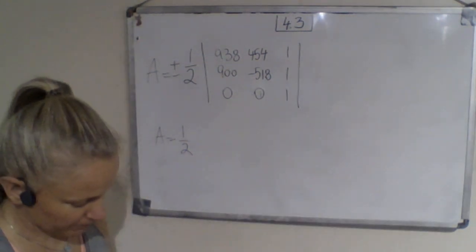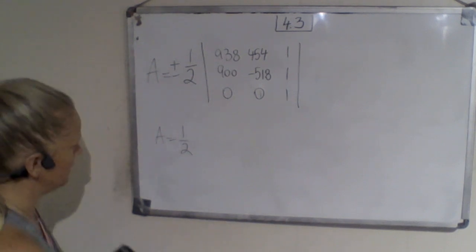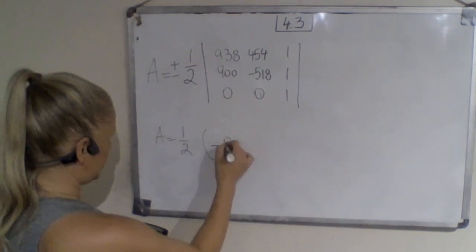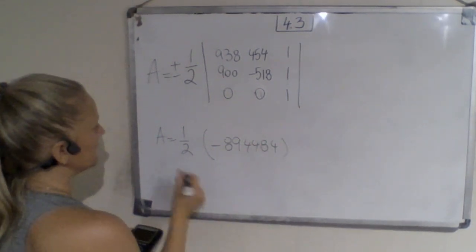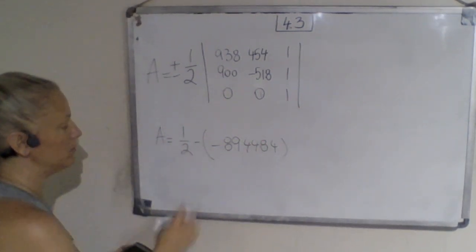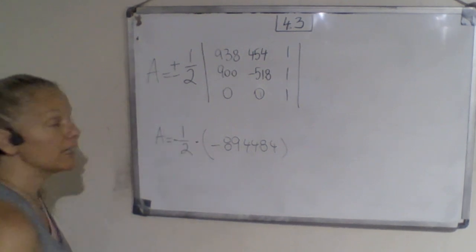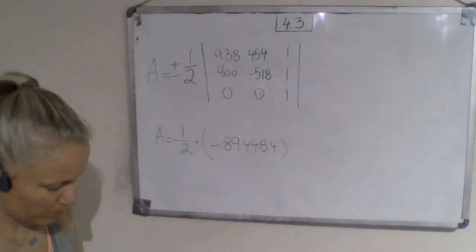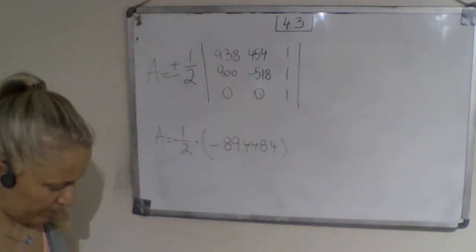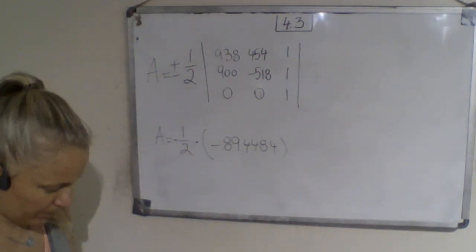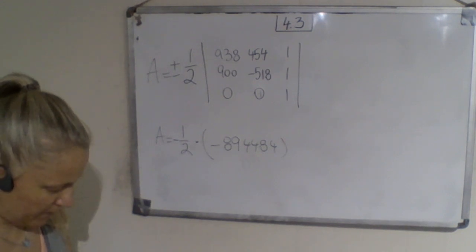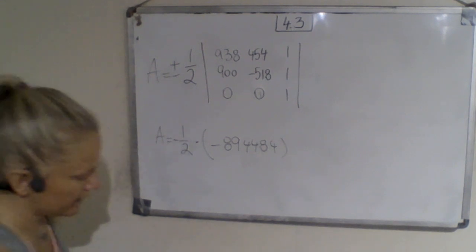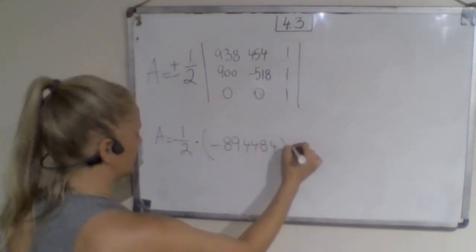I did get the right answer. My answer was negative 8,94484, which means at this time, I'm going to times it by a negative 1/2 because I need a positive answer. So I times that. Negative 8,94484 times negative 0.5. And my answer is exactly what the book says.